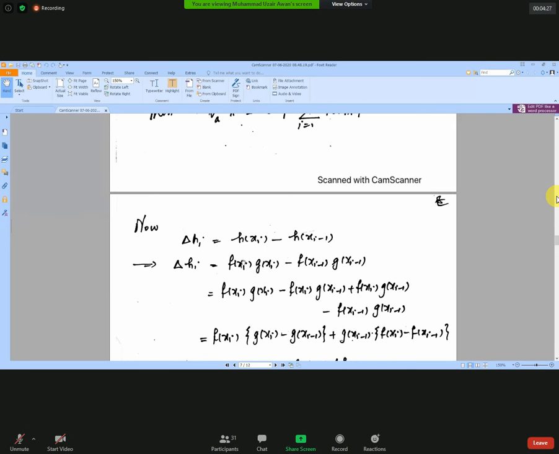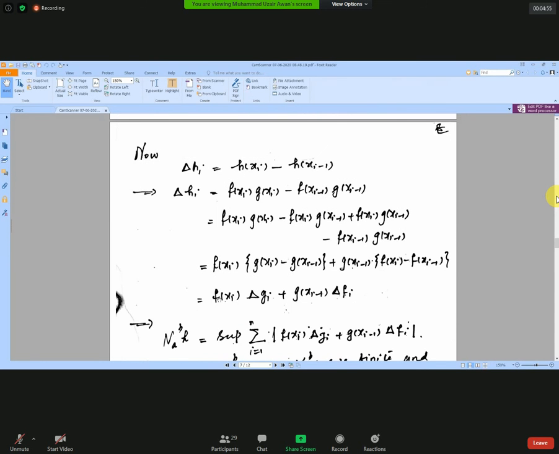ठीक हो गया? H किसके बराबर है? Fg के, वो वैल्यू पुट करें, हमारे पास आ जाएगा f of xi g of xi minus f of xi minus 1 g of xi minus 1. यहाँ पर ऐड एंड सब्ट्रैक्ट करें f of xi g of xi minus 1. यहाँ से f of xi कॉमन ले लें और यहाँ से g of xi minus 1 कॉमन ले लें, तो हमारे पास ये आ जाएगा f of xi del gi plus g of xi minus 1 del fi.